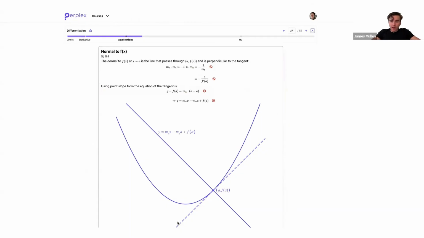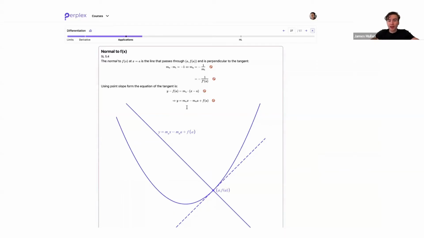Okay, next thing I want to talk about are normals to graphs. And normals are somewhat similar to tangents, except that they are perpendicular to the function at a particular point. So let's remember from straight lines that two lines are perpendicular if their slopes multiply to minus 1, which means that the slope of the normal is minus 1 divided by the slope of the tangent, because if the tangent is parallel to the graph and the normal is perpendicular, then they're going to be at right angles to each other. And so the slope of the normal is negative 1 over f prime of a, which is the slope of the derivative at that point.